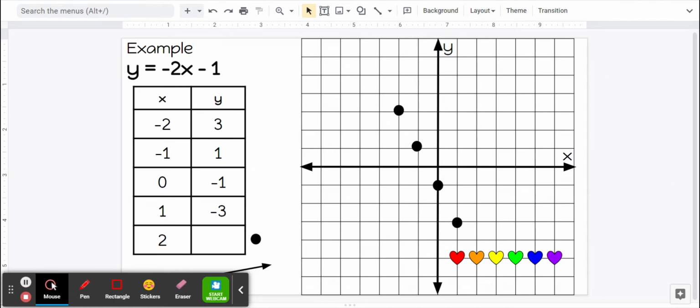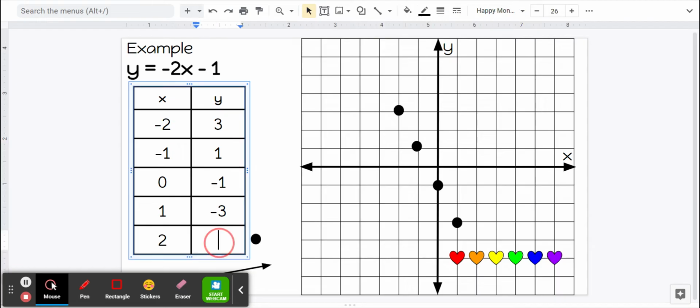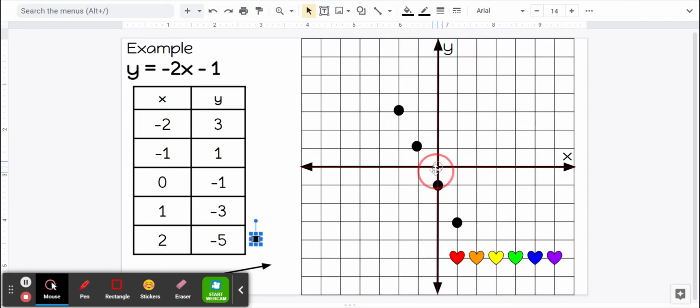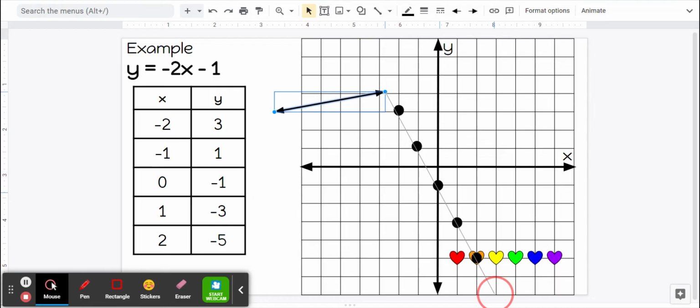If you happen to notice a pattern in this table, feel free to use the pattern. I notice that it's decreasing by 2. So that would be negative 5. So to graph it, I'm going to go over 2, down 5. All right, so you're going to connect the dots. And you're also going to make sure that the line, either the dots or the line when you extend it, passes through one of the colored hearts. If not, that means you made a mistake somewhere.